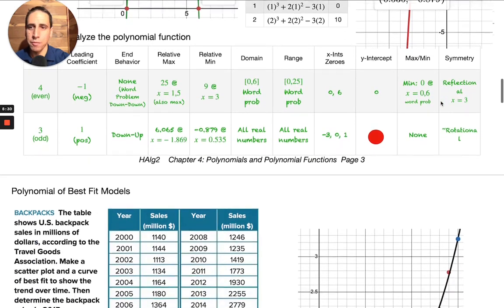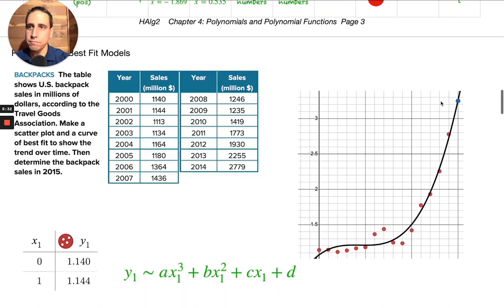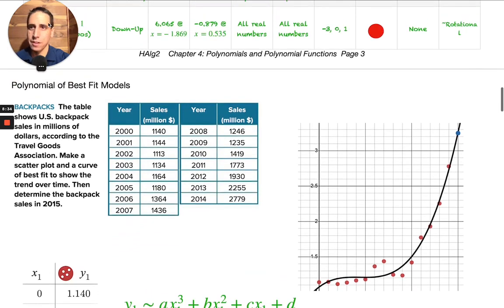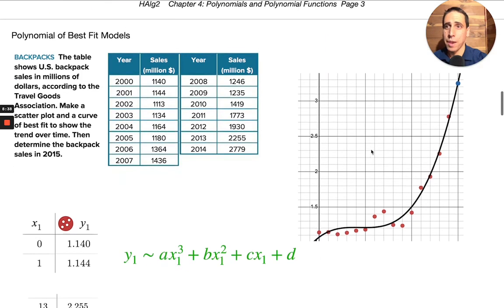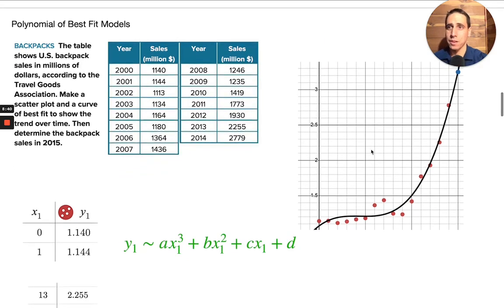All right, polynomial of best fit models. Check this out. Backpacks. Let me move my head over here. Backpacks. The table shows U.S. backpack sales in millions of dollars according to the Travel Goods Association. Make a scatter plot and curve of best fit to show the trend over time, then determine the backpack sales in 2015. These are huge numbers, and sometimes it's going to be a lot easier to graph things if you're not graphing in huge numbers.